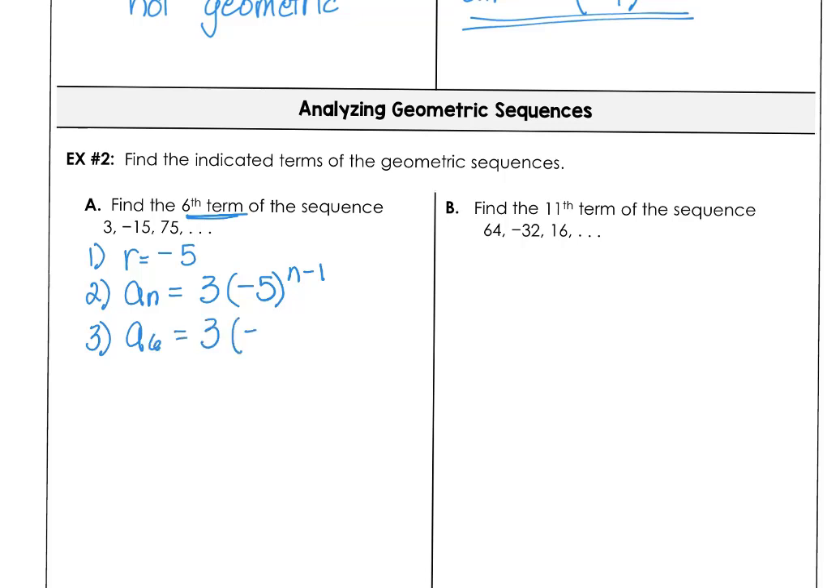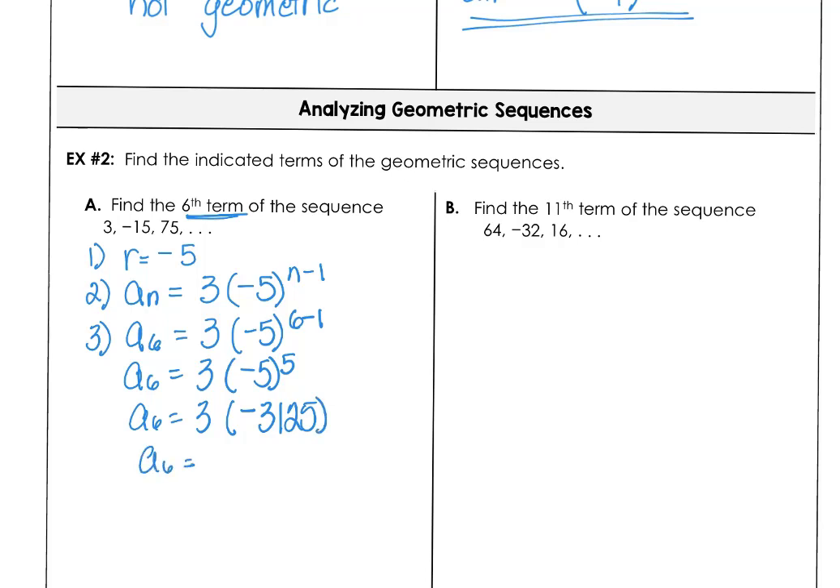We need 3 times -5 raised to the 6 minus 1 power. And you may want to go grab your calculator. -5 to the 5th power is a little bit large for our brain here. So I get 3,125. And then multiplying that by 3 is -9,375. So the sixth term in the sequence is a large number.